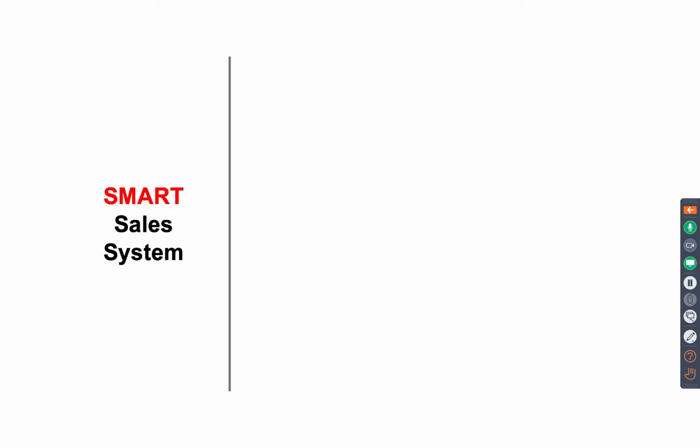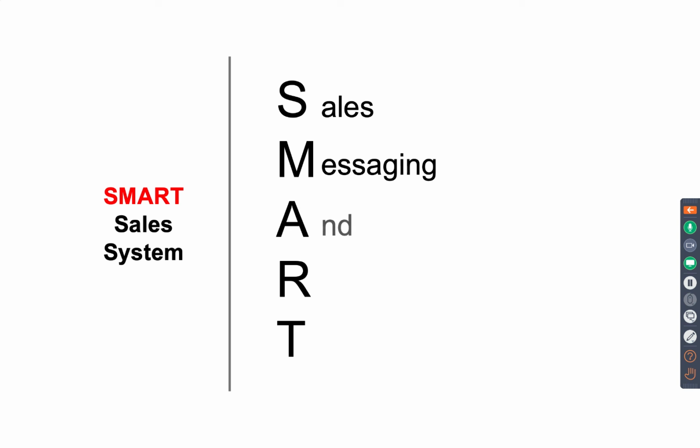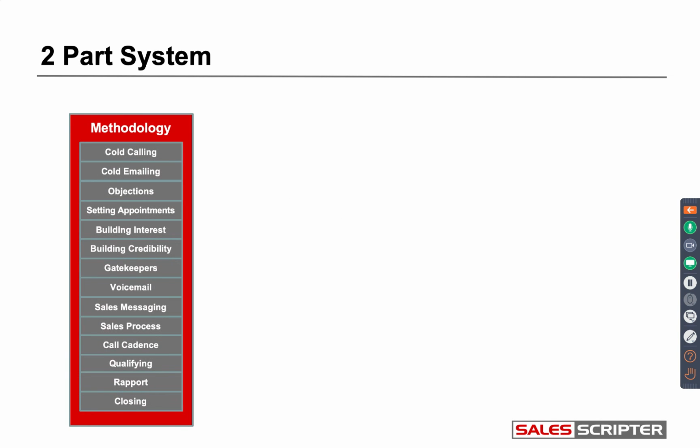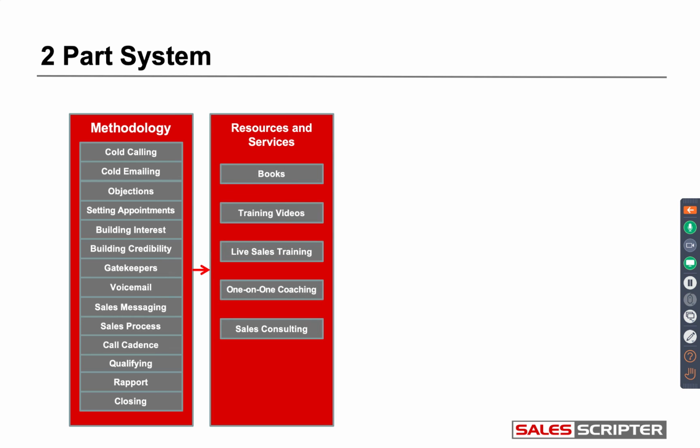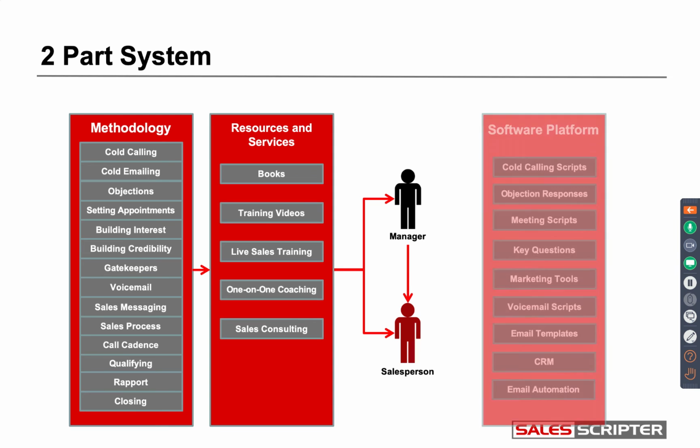If you want more help other than this training here, everything that I'm showing you today is part of what we call our SMART sales system. SMART stands for sales messaging and response tactics, and it's really a two-part system. Part one is methodology, which is just a system of doing things. What I showed you today crosses a lot of the different pieces of our methodology, and you can access our methodology in our books, training videos, live training, coaching, and consulting. A lot of our customers are frontline salespeople. We also have a lot of managers that use us to train their salespeople.